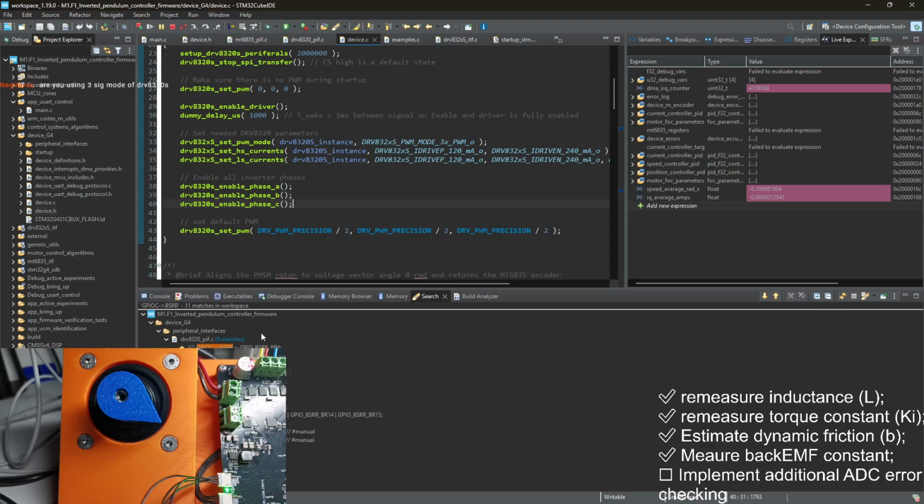Yes, I do use the 3 signal mode from the DRV8320. Yes, exactly, this is exactly what I use, because there is no reason for me to use the 6 mode. As I said, the driver provides good enough dead times, so there is no reason for me to provide the times myself.